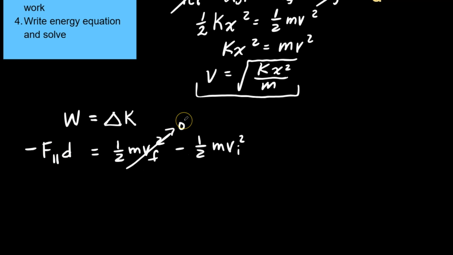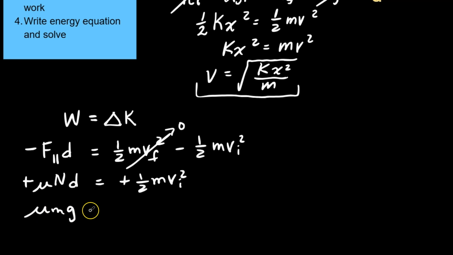Because the cart slows down to a stop, the final kinetic energy term is 0. The frictional force is mu times the normal force, times the displacement. We're going to set that equal to 1/2 m v initial squared. You notice that the negatives will cancel out.